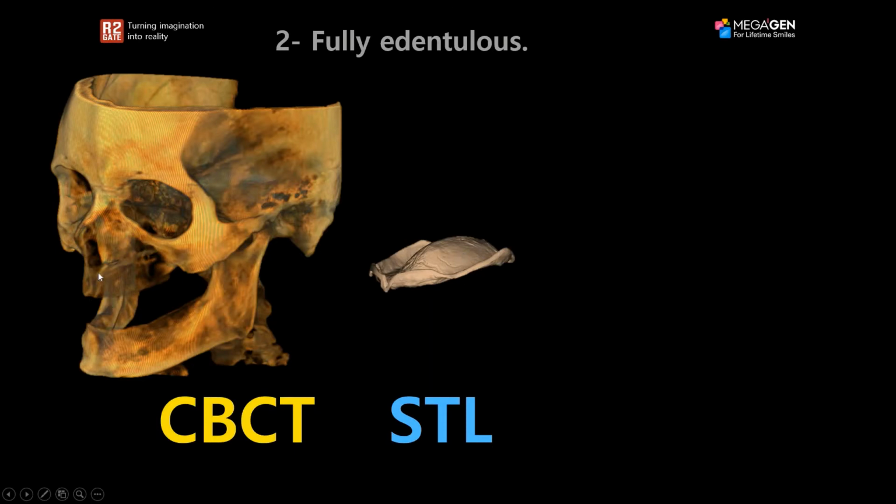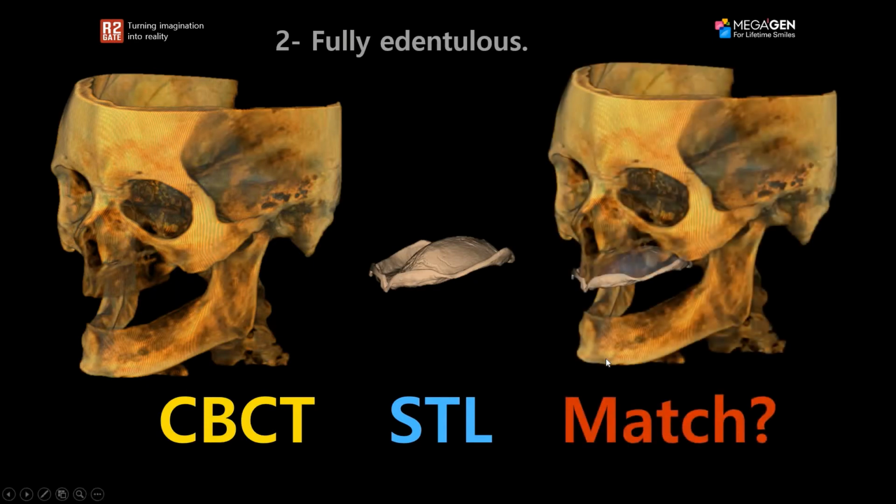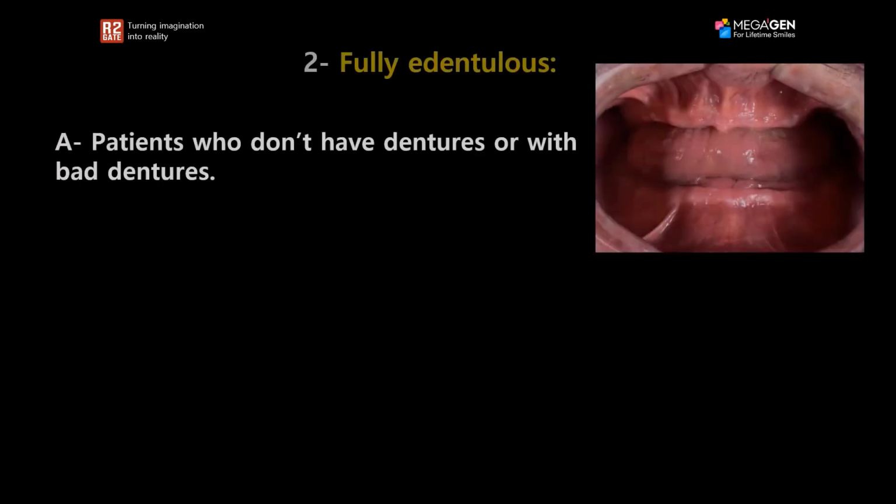You see here, the CBCT only allows us to see the bone of the patient. On the other hand, the impression that we have only shows the soft tissue of the patient. So how would we be able to match the model to the CBCT scan in this case? And that's why we need to know a little bit more about the fully edentulous protocol for the matching.